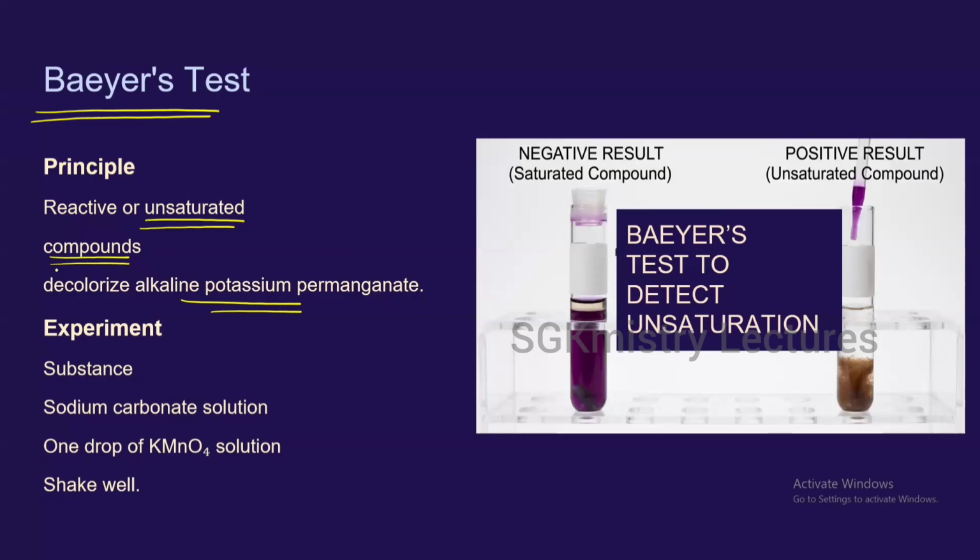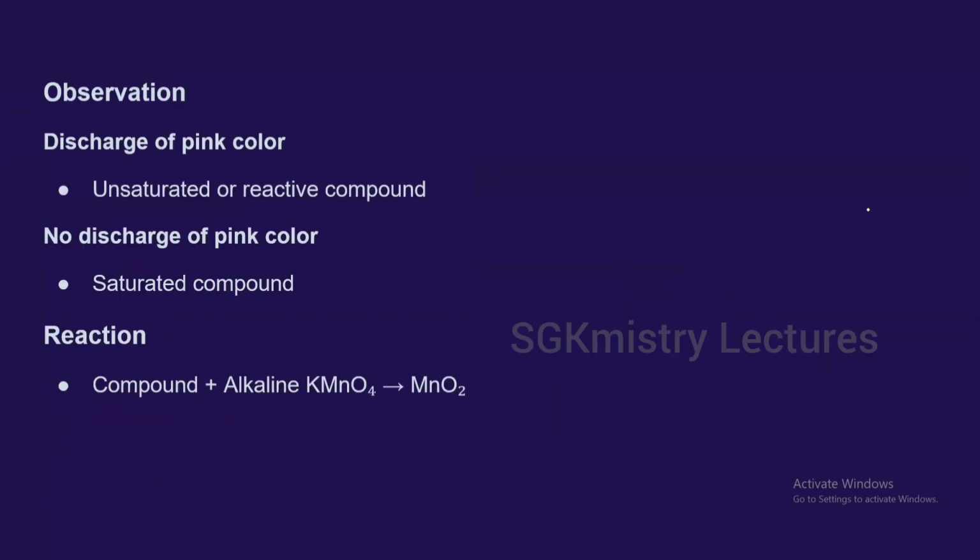So the experiment is very simple. You're going to take the substance in the test tube, add sodium carbonate solution and 1 drop of potassium permanganate solution. Mainly here we are maintaining the alkaline potassium permanganate, and then you shake the contents of the test tube very well. If there is decolorization, then we say that the given compound has unsaturation, and this is the positive result for Bayer's test. Here there is discharge of the pink color, which gives you an idea that the given compound has unsaturation, or it may be a reactive compound. If there is no discharge of the pink color, then the given compound is a saturated compound.